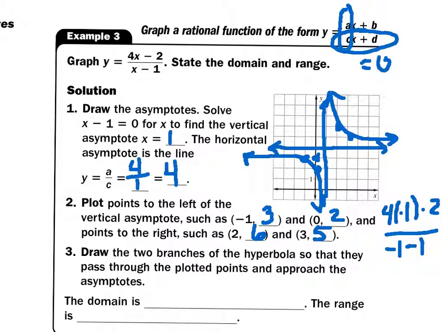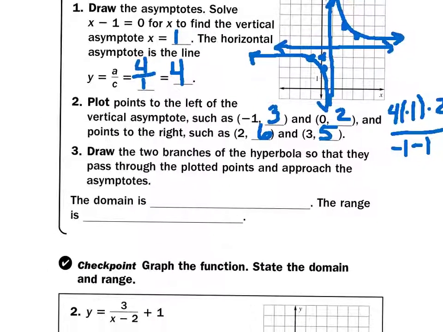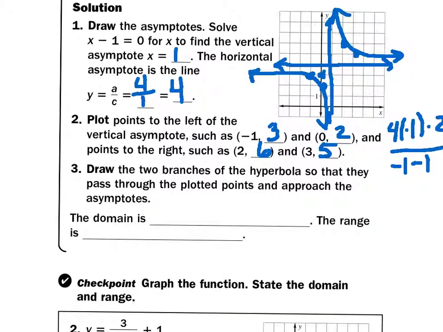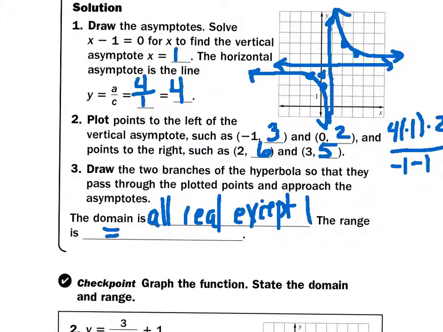What is the domain for this? The domain is all reals again, except, what does the x not go through? 1. The range is all reals except 4. So not 4.